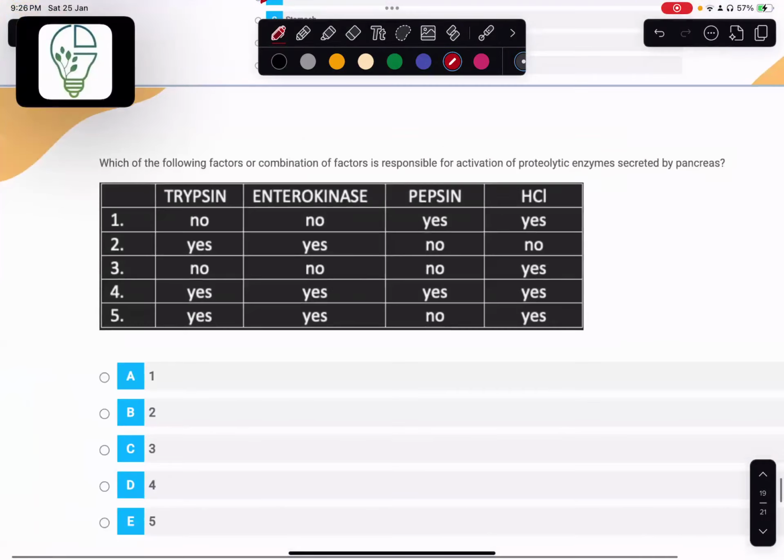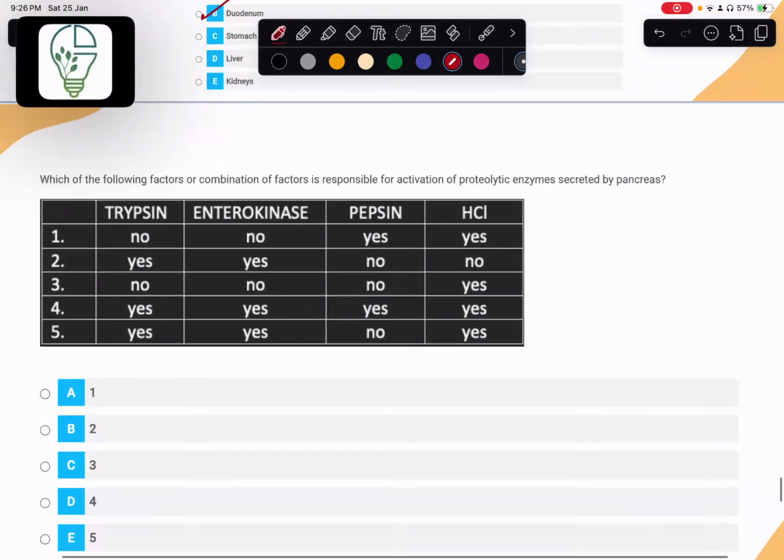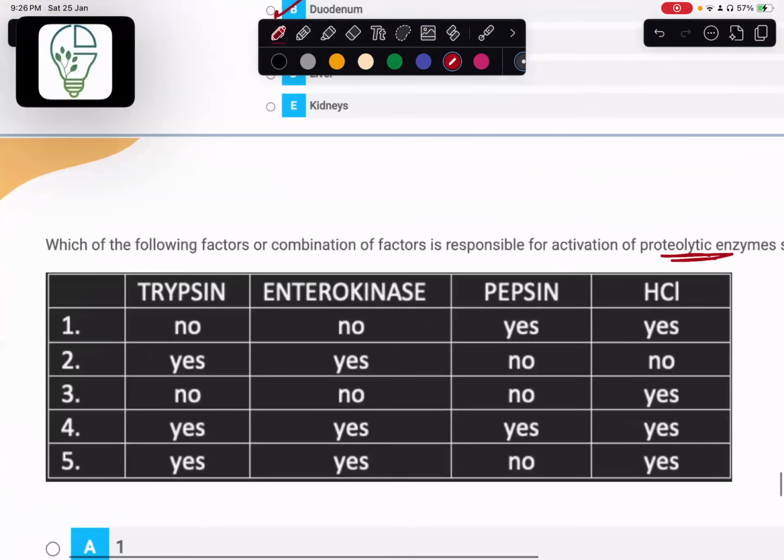This is the last question. Which of the following factors or combination of factors is responsible for activation of proteolytic enzymes secreted by pancreas? Proteolytic enzyme activation, as we said, is directly by enterokinase and trypsin. Does pepsin activate them? First of all, no, it's in the stomach. Second of all, it doesn't. It's the job of trypsin.